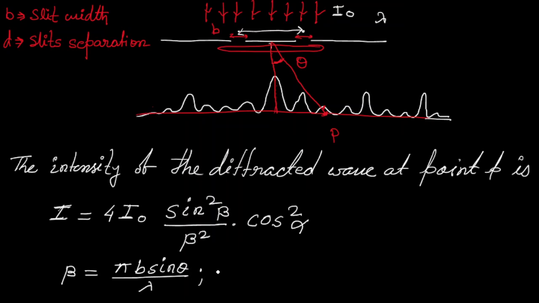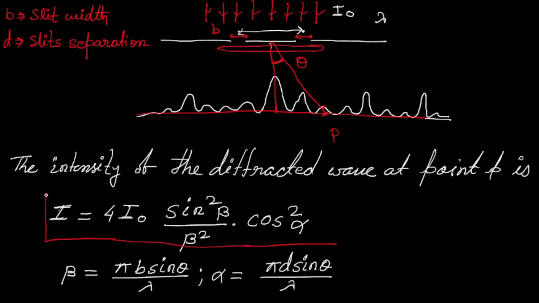And what is alpha? Alpha is pi d sine theta divided by lambda. What is d here? d is the slit separation. So what has been written here is the intensity associated with the diffraction pattern of the double slit, where I naught is the intensity of the incident wave, and alpha and beta are given by these two parameters.